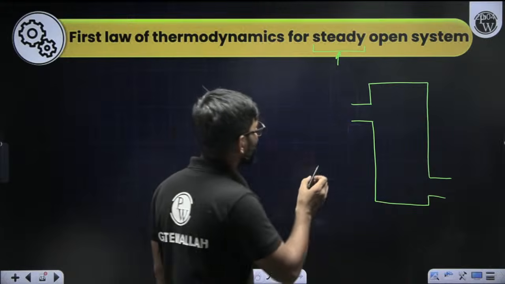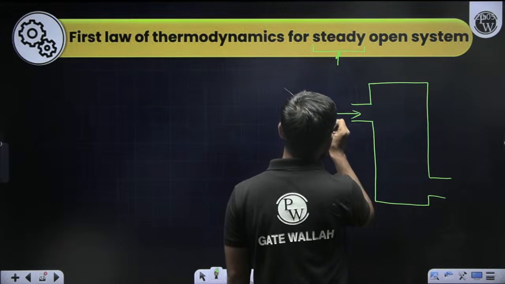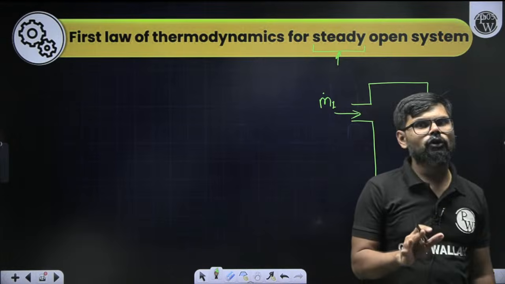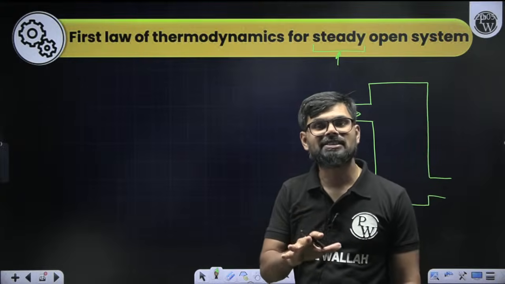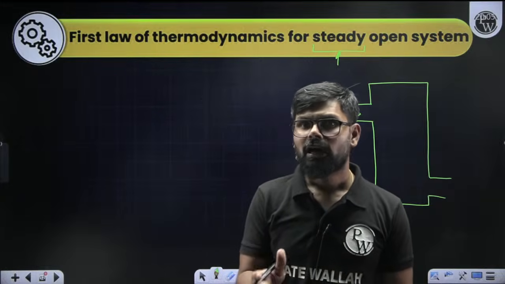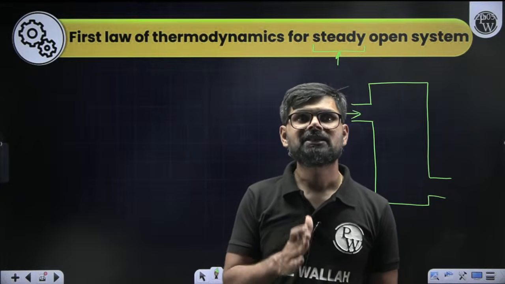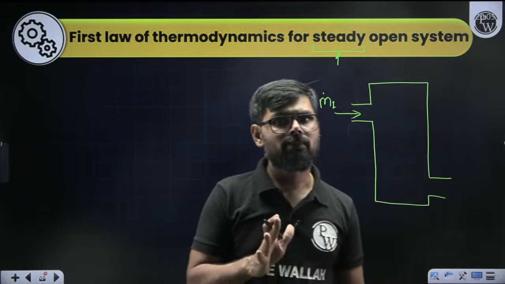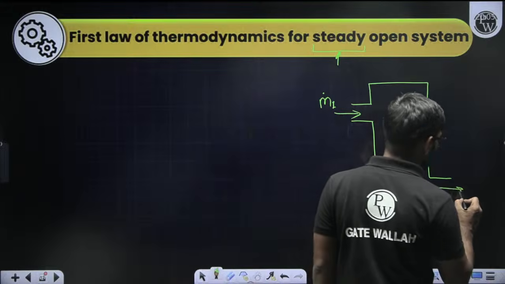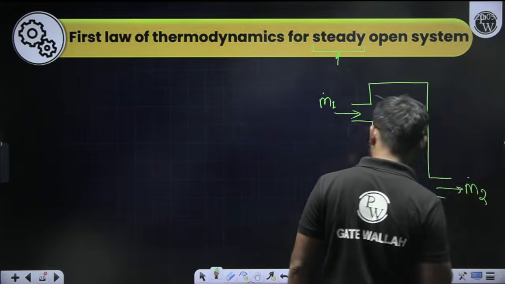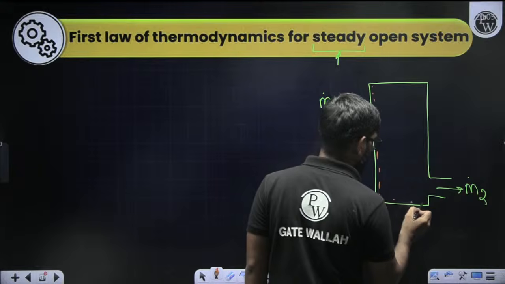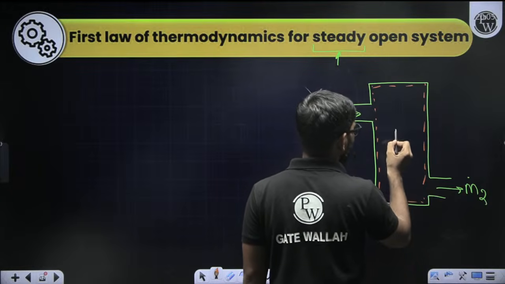Some of the mass is entering from here, let's say m1 dot. In a closed system we always talk about a given fixed mass, but here mass is entering and mass is leaving, so we'll talk about mass flow rate. m1 dot mass is entering, and at the same time m2 dot is leaving. This is our control volume.